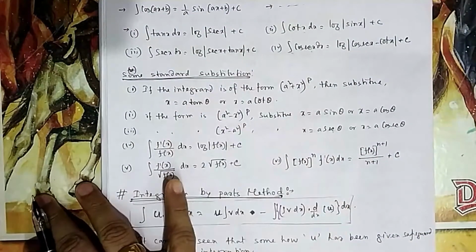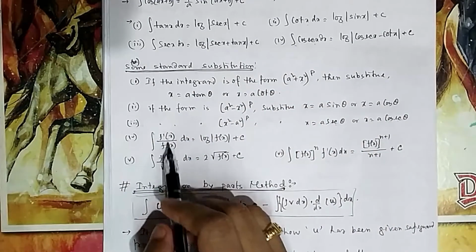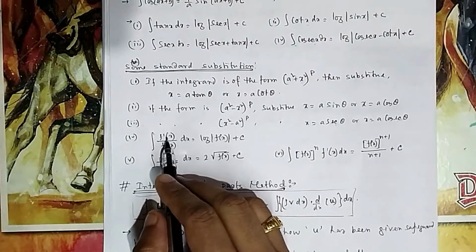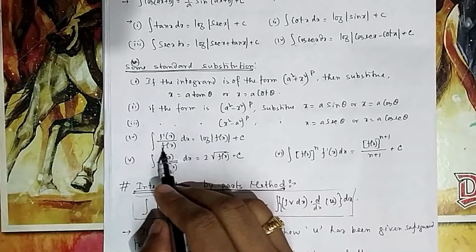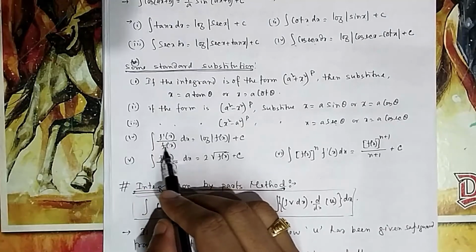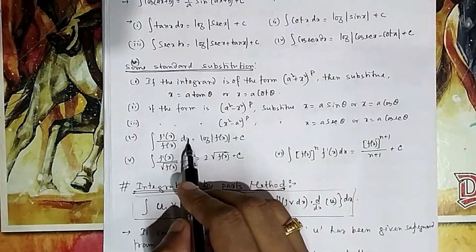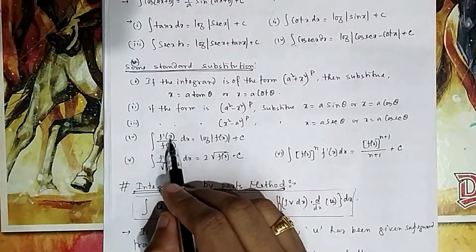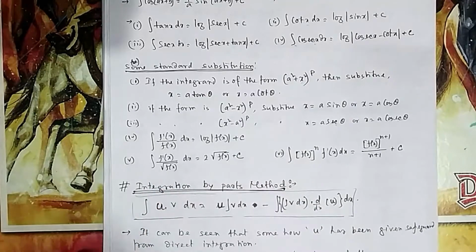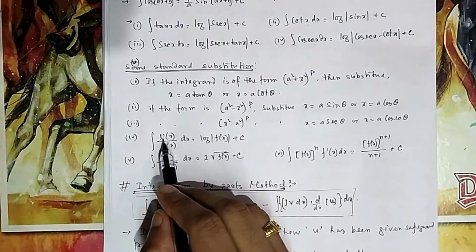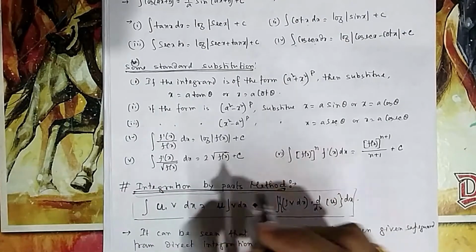One important aspect you can remember of this method of substitution: if it is f dash x by f x, meaning the differentiation of the function is in the numerator and the original function is in the denominator, then if you take this one as t and differentiate, f dash x dx will become dt. So this entire thing becomes dt by t, and the answer will be log t. You have taken t as f x. So you remember this one. If the denominator is f x and the numerator is its differentiation, directly apply this. No need to substitute, so it will save some time.